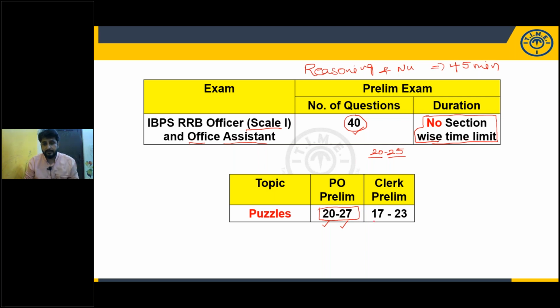Even in clerical prelims, a minimum of 17 questions and a maximum of 23 questions are expected from the area of puzzles. And in puzzles, what are the areas that we have? That we'll discuss now. And the important thing is we don't have a section wise time limit. That is a major advantage to us.